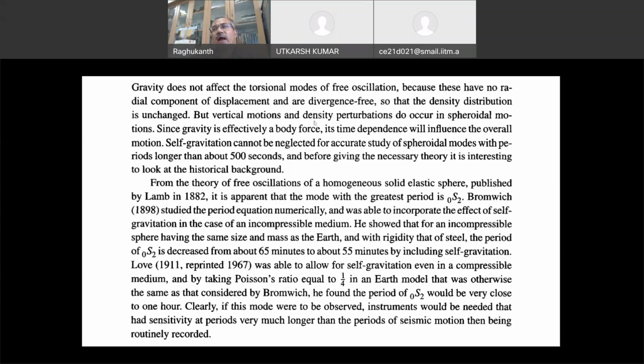So you can read here. Gravity means, what is gravity? What type of stress is gravity basically? See, gravity means gravitational forces. You can say whether it's a shear stress or a normal stress. It is basically a normal stress only.